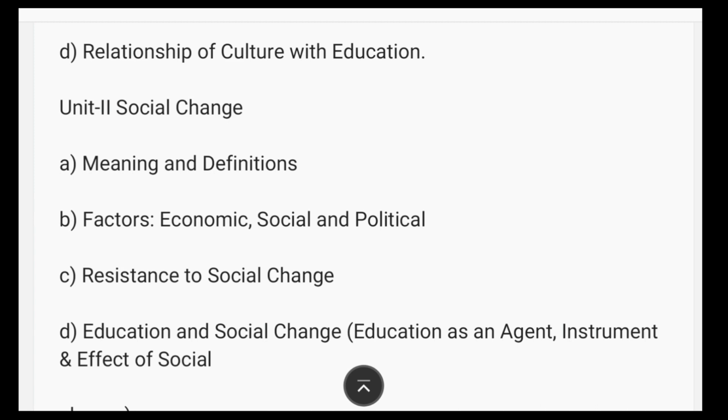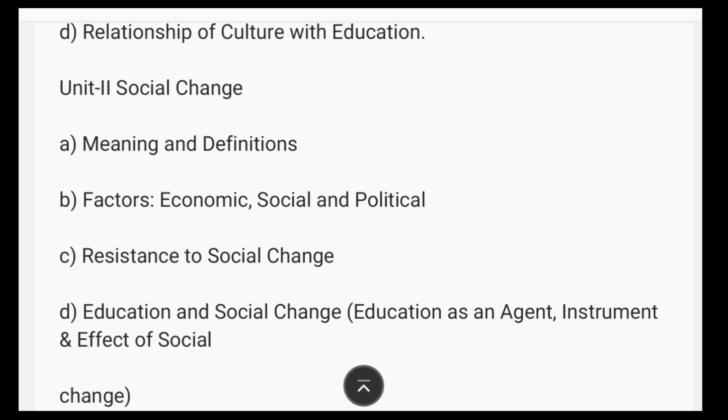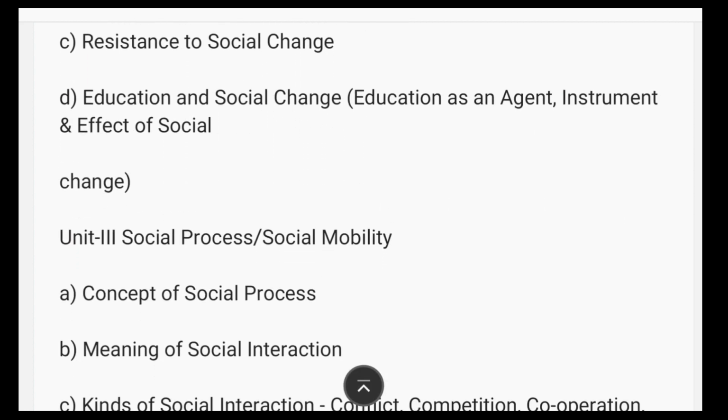Unit second is social change, and in this you have to study the meaning of social change and definitions of social change, factors responsible for social change, that is economic factor, social factor, political factor. And then you have to study the resistance to social change. And then you have to study education and social change, education as an agent, instrument and effect of social change.